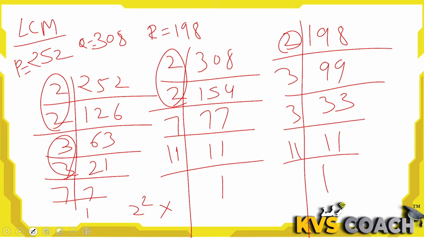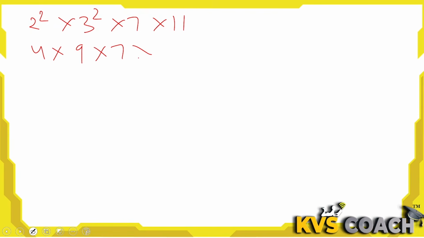Here 3 comes 2 times, here we don't have 3 but here 3 comes 2 times, so what will we take? We take 3 square. 7 comes 1 time, so we take 7. 11 comes 1 time, so we take 11 also. So this is the value: 2 square, 3 square, 7 into 11. Now 2 square is 4, 3 square is 9, into 7 into 11. After multiplying all these digits, the value will be 2772. This is the seconds they are using.